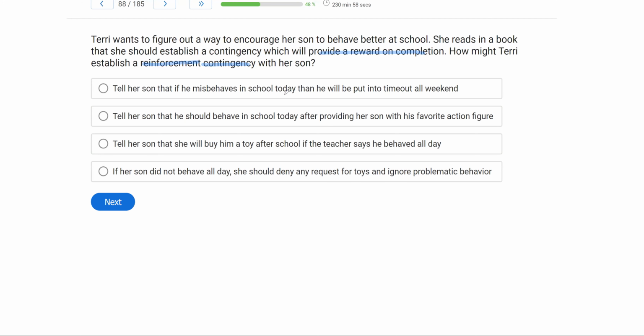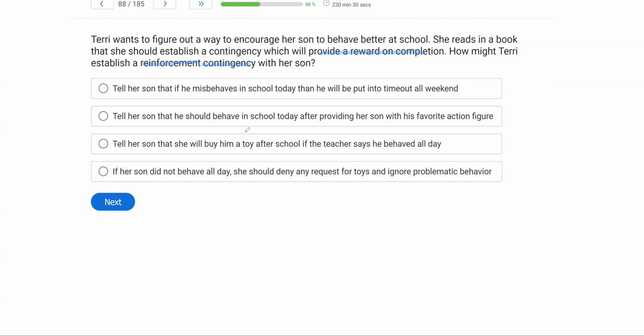A, tell her son that if he misbehaves in school today, then he will be put into timeout all weekend. Okay, A is a good example of why it's important to read carefully. A looks like a punishment contingency. Timeout's a punishment procedure. If you misbehave, then I put you in timeout. If you misbehave, then I punish you. This is a contingency, but we need a reinforcement contingency. Again, how do you make an easy question slightly more difficult? You add a little wrinkle, and that's our wrinkle.